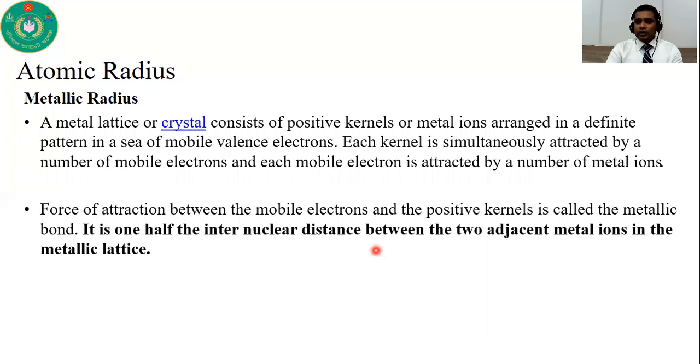If it is covalent, then it is half of the internuclear distance between atoms in a molecule. If it is metallic radius, it is also 1/2 of the internuclear distance between two adjacent metal ions. And if it is Van der Waals radius, it is 1/2 of the distance between two covalently bonded atoms in its solid state.